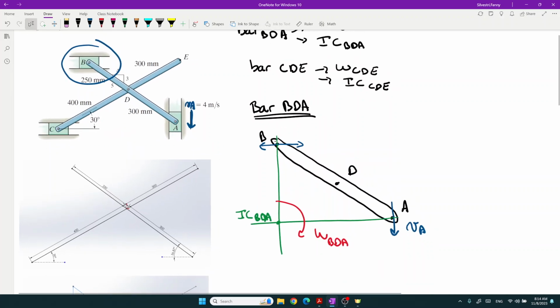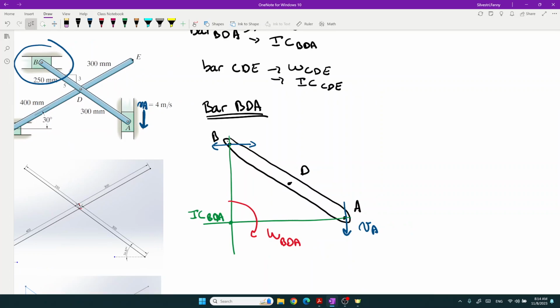Okay, so we have VA. Let's find some distance. Remember the formula for the velocity with the IC? V equals omega R. That's it. That's the only formula that we have for the velocity. So we will start with point A, and we will use VA equals omega of this bar, BDA, times R from point A to the IC of BDA. So what is this distance?